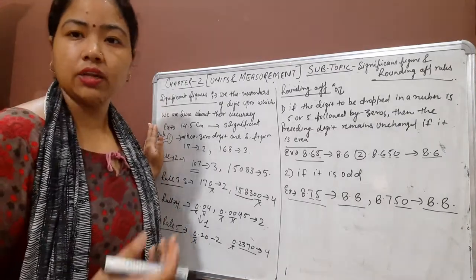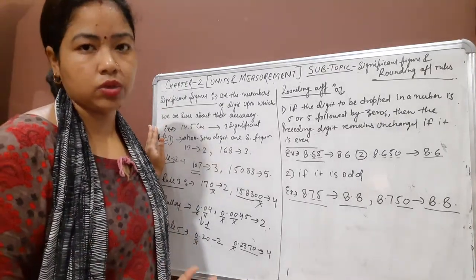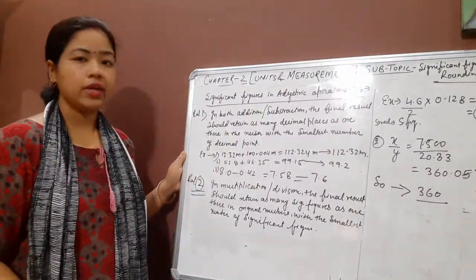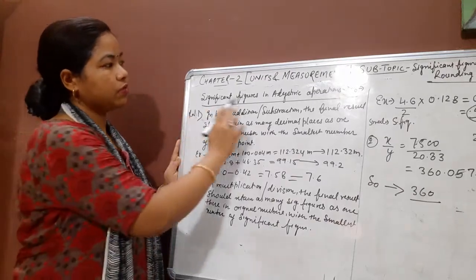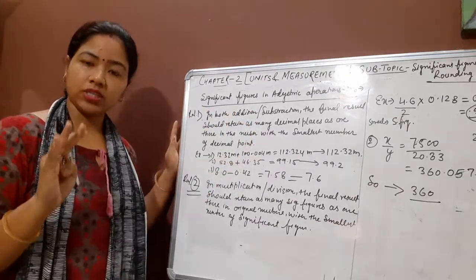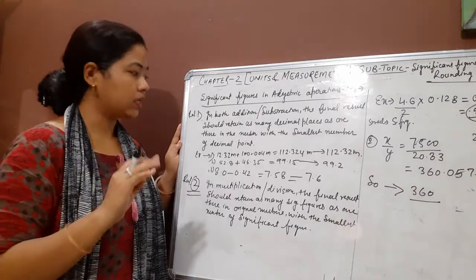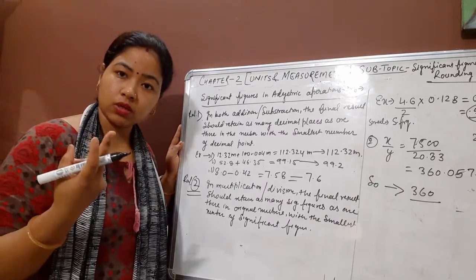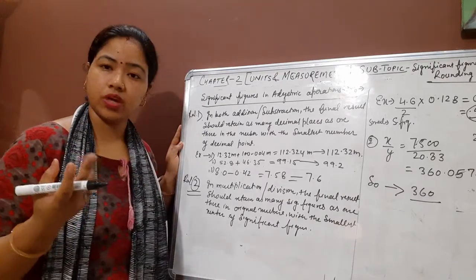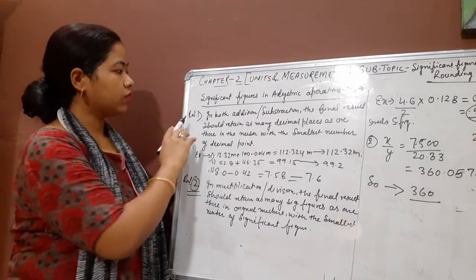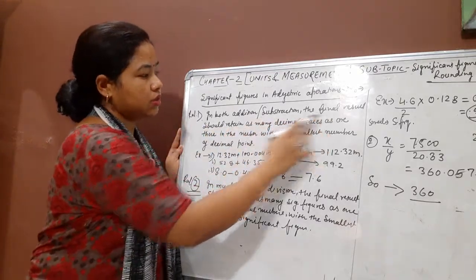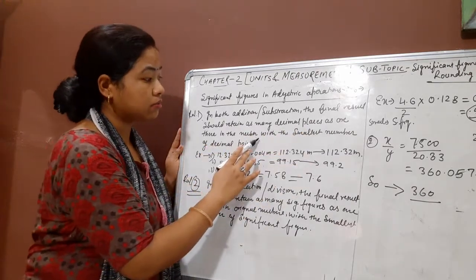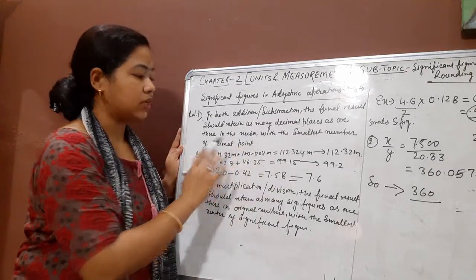Now we will understand some more important rules related to significant figures as well as rounding off, right? So children, at last we are going to discuss significant figures in algebraic operations. We have 4 algebraic operations, most of the time: addition, subtraction, multiplication and division. For addition and subtraction we have a single rule, and for multiplication and division we have a single, same rule. So very first, in both addition and subtraction, the final result should retain as many decimal places as there are in the number with the smallest number of decimal places.